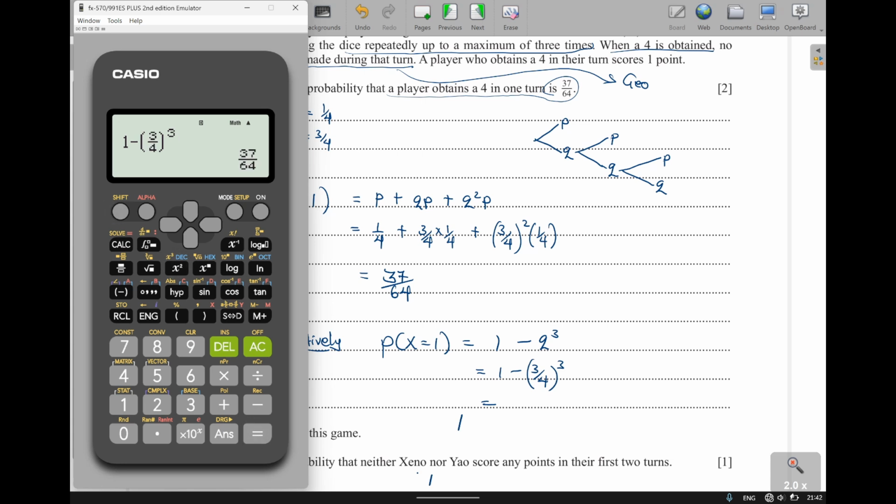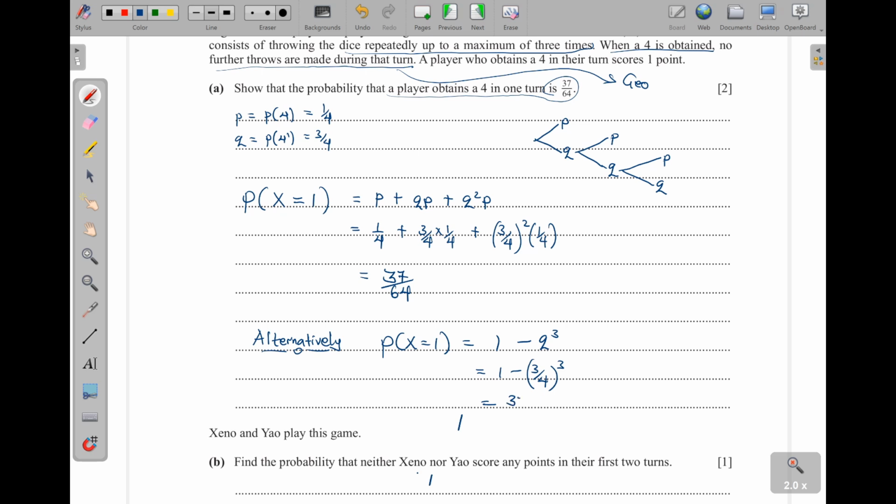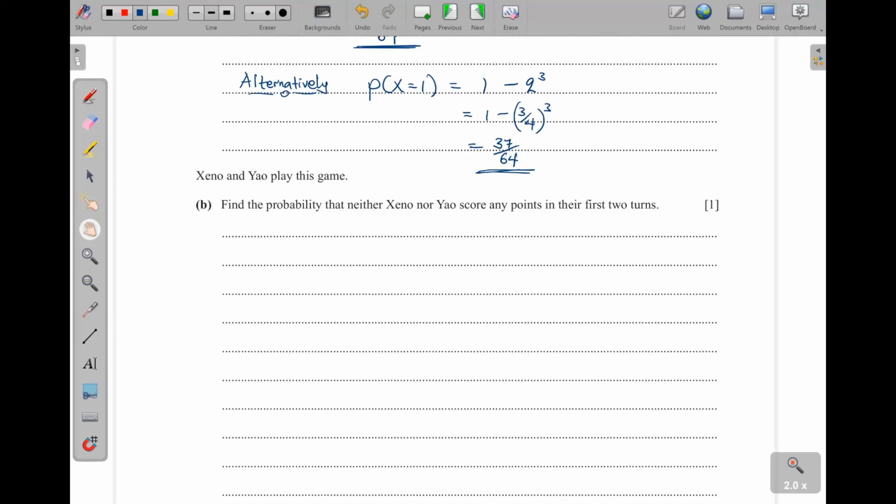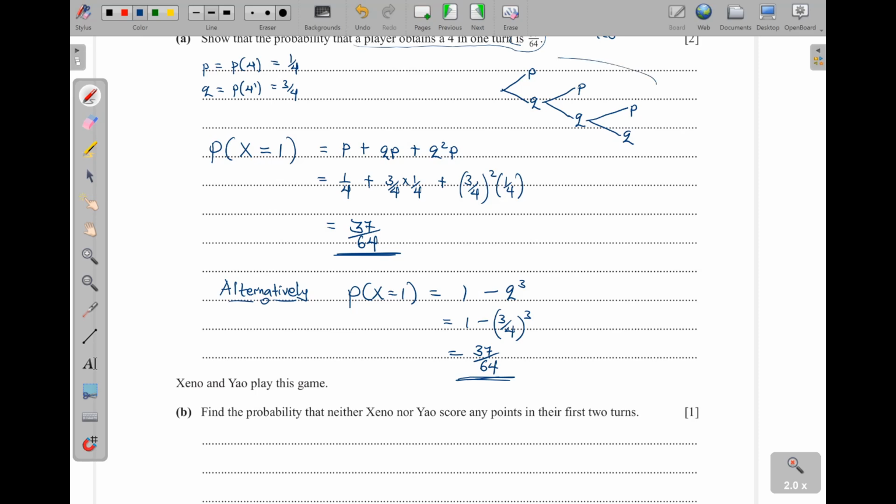Perfect. We get it. 37 out of 64. So just like that. Okay, let's continue. They are saying Zeno and Yao play this game. Part B, find a probability that neither Zeno nor Yao score any points in their first 2 turns. Remember, a turn comprises 3 throws, just like we have here.